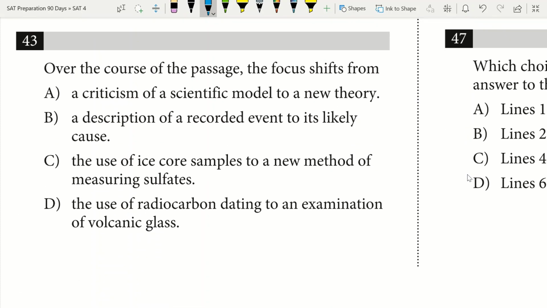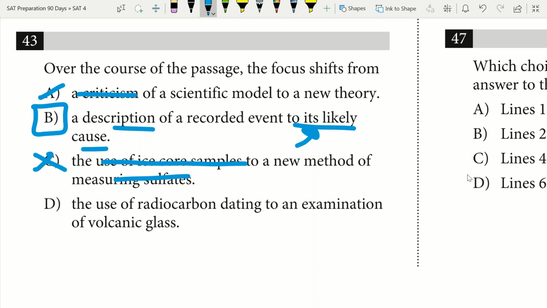All right, 43, over the course of the passage, the focus shifts from what? Well, as I said in part 1, we shift from describing this record event, this little ice age, to its likely cause. So our answer there would be B. We start by introducing this little ice age period, and then we get into its cause being those Samalas volcanoes. We're not starting with a criticism, so that's wrong. We're not starting with the use of ice core samples to a new method. We're not starting with the use of radiocarbon dating either. We're starting with that description of the little ice age and then moving on to its cause.